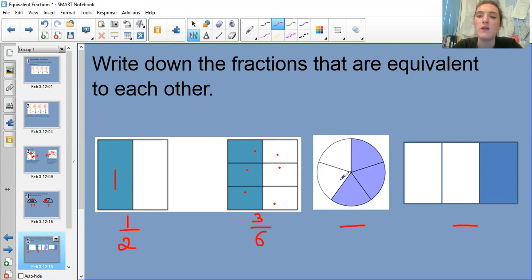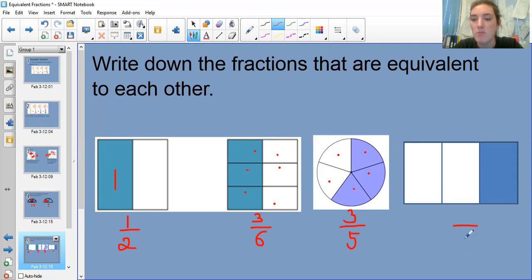What about this example here? We've got 1, 2, 3, 4, 5 pieces in total, okay, 5 pieces in total. And 1, 2, 3. 3 pieces are shaded in purple. So 3/5 of that shape are purple.